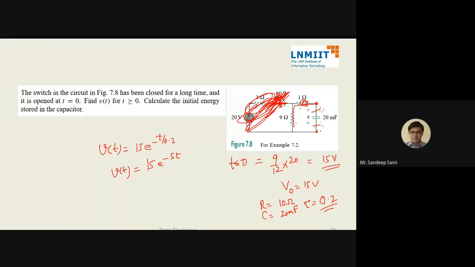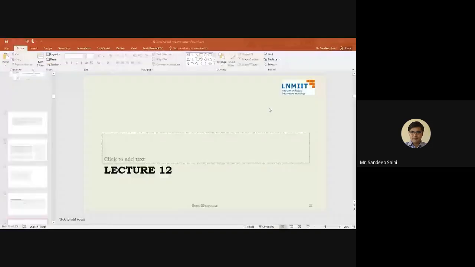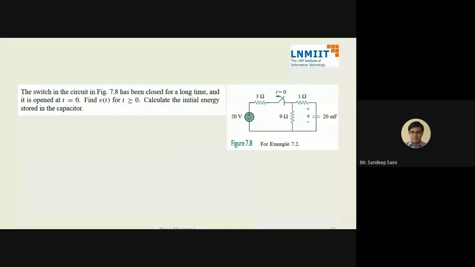Sir, why is this open? We are saying that we are opening it. It is given in the question. Read the question: the switch is closed for a long time and it is open at t equal to 0. When you open this switch, that means you are disconnecting the voltage source. Yes, sir. Understood. Okay, so then we go ahead.